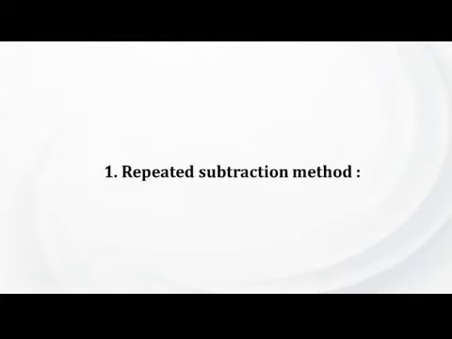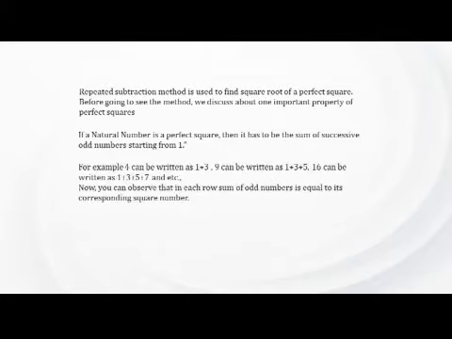Now let us see the repeated subtraction method. The repeated subtraction method is used to find the square root of a perfect square. Before going to the method, we discuss one important property of perfect squares. If a natural number is a perfect square, then it has to be the sum of successive odd numbers starting from 1. For example, 4 can be written as 1 plus 3, 9 can be written as 1 plus 3 plus 5, 16 can be written as 1 plus 3 plus 5 plus 7 and so on.